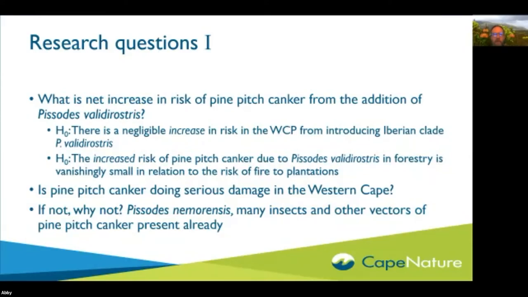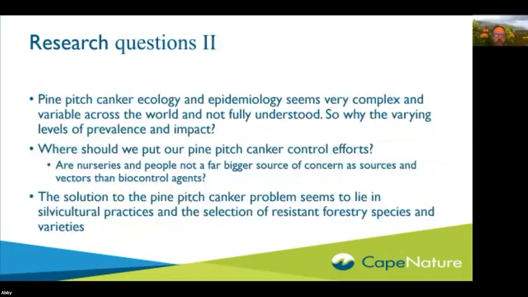Another question that needs to be answered is, is pine pitch canker doing serious damage in the Western Cape? And if not, why not? Pissodes nemorensis, many other insects and other vectors of the disease are already present. Pine pitch canker ecology and epidemiology seems very complex and quite variable across the world and is not yet fully understood. So I'd also wonder what is causing the varying levels of prevalence and impact of this disease. This might help us answer the question of where we should put our effort in controlling pine pitch canker.